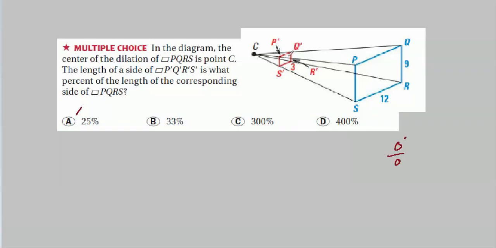Well, this is 3 over 12, right? Do it the other way. It's 12 over 3. So I almost did what those dopey politicians did and reversed it and took the original object over the size of the image, which is totally wrong. You can't do it that way. It's the image over the pre-image, and that, of course, in this case is 1/4 or 25%.